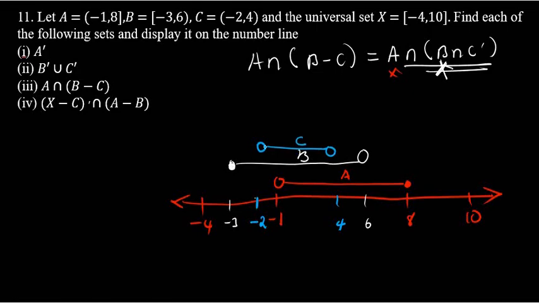Now C complement. C complement, meaning if -2 is not included in C, meaning -2 will be included in C complement. So this is C complement. -4 is not included in C, meaning that it will be included in C complement.